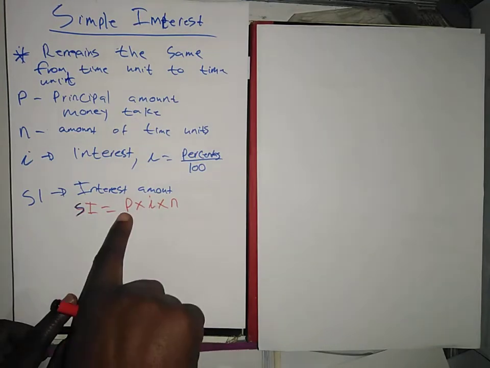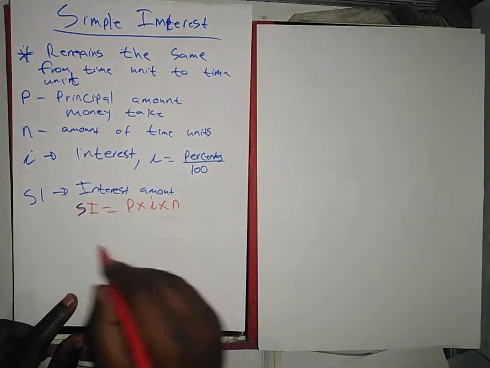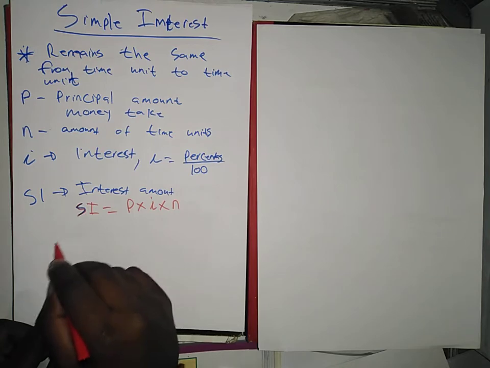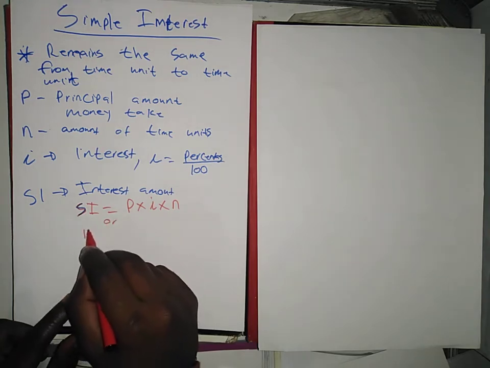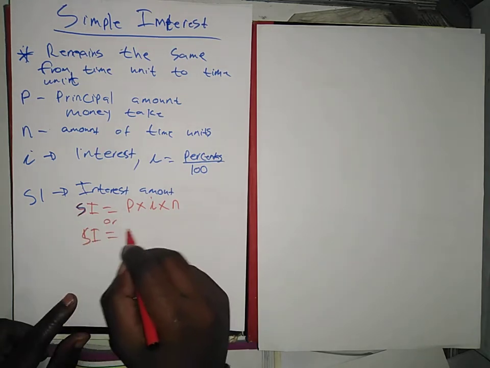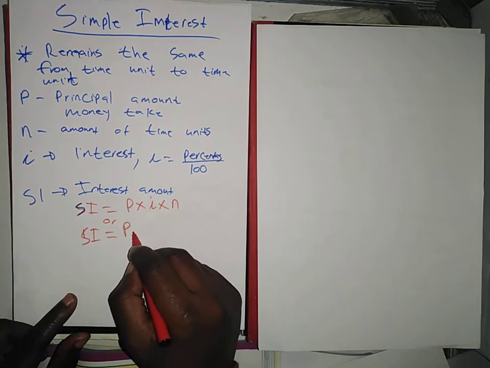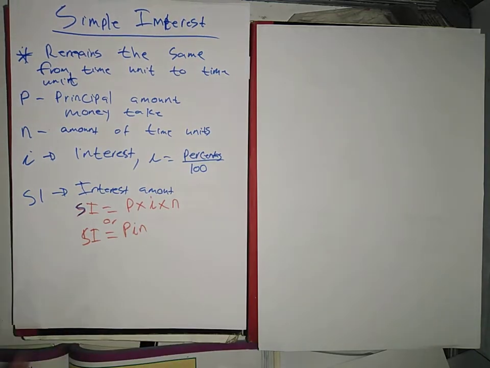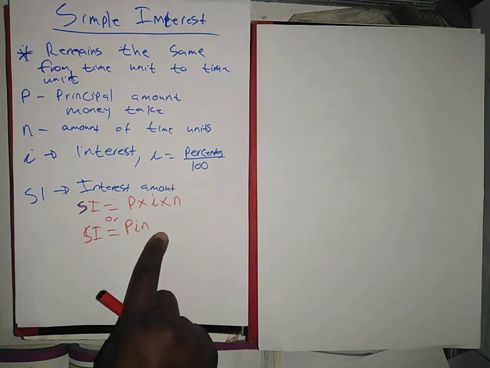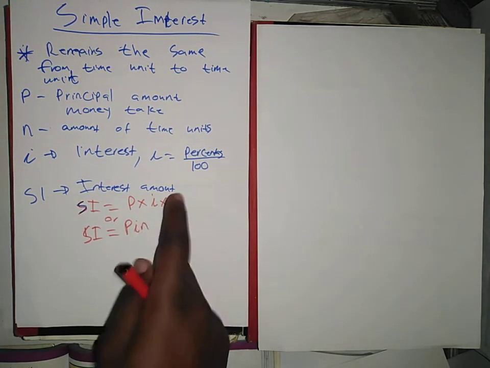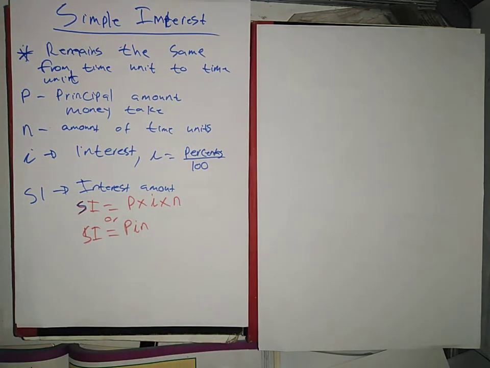Can you say PIN? Some people just say SI is equal to PIN. It's still the same thing, because PIN is the same as P times I times N. It's like in algebra, where you've got A times B, which is the same as AB.